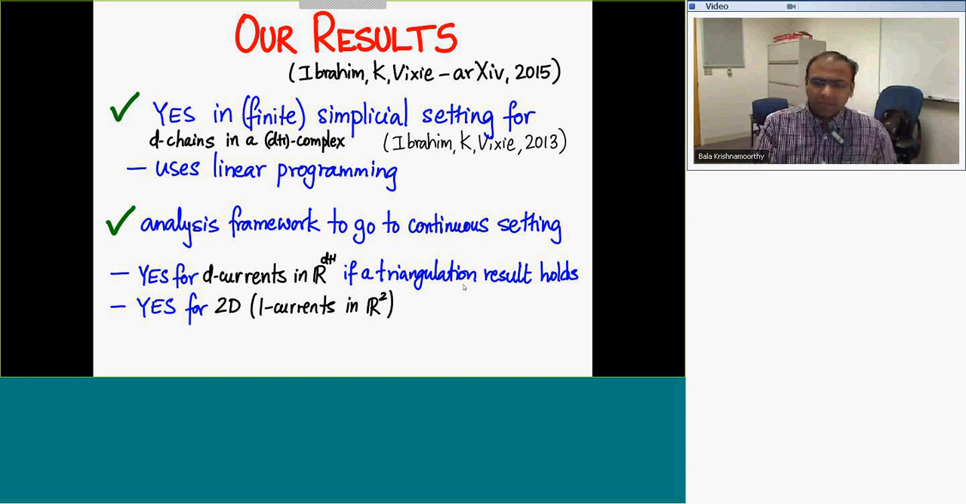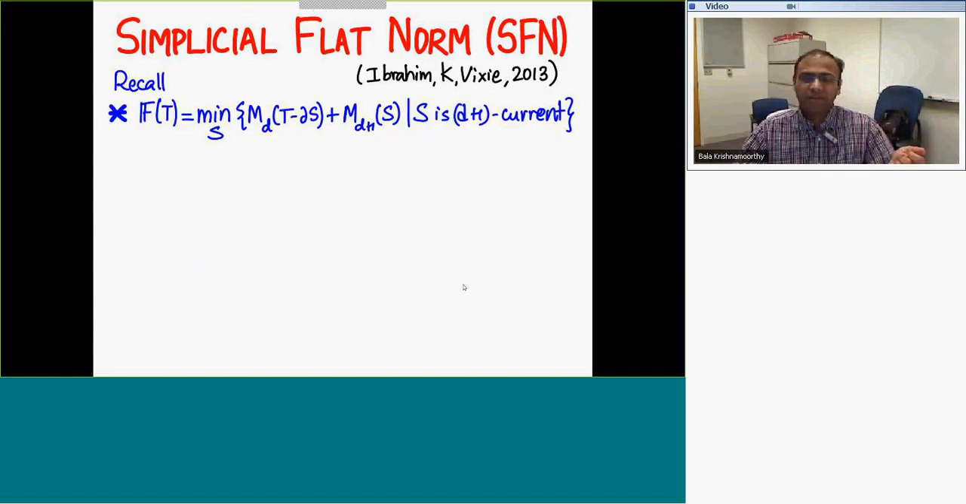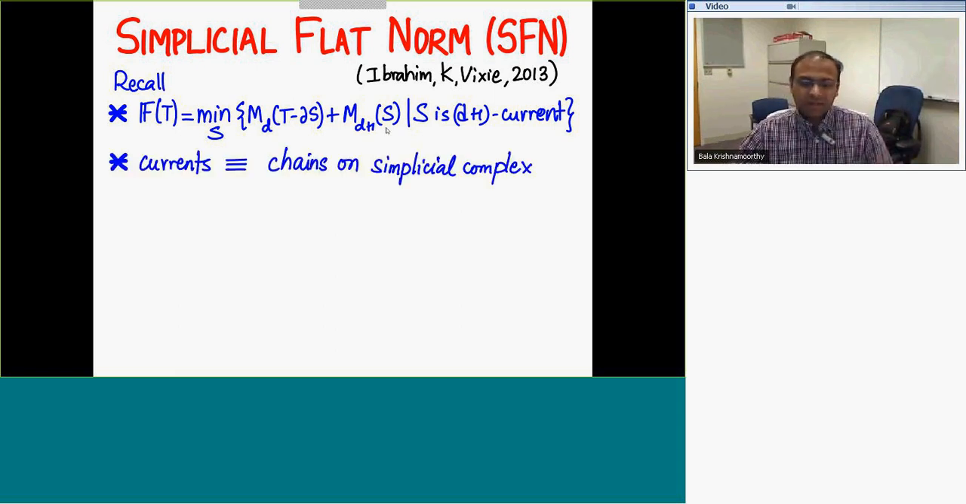So in the first part of my talk, I want to give a flavor of how we actually ended up with these results. Let me first introduce the idea of flat norm in the simplicial setting. We are thinking about decomposing an input current into a piece of the same dimension and the boundary of another piece of one higher dimension. In the simplicial setting, we model currents as chains on a simplicial complex over mod 2 coefficients, and everything is mod 2 for us.